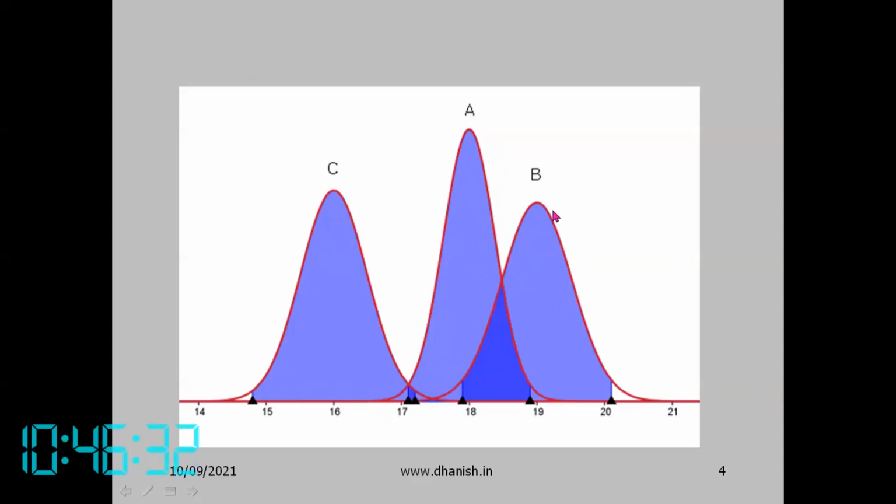So between B and C, there is clear difference. Between A and B, there is clear overlap, so we can say that there's not much difference between A and B. But between A and C, it is on the borderline. Maybe if you consider other sources of uncertainty, they may overlap. So we can't say that A is definitely better than C.